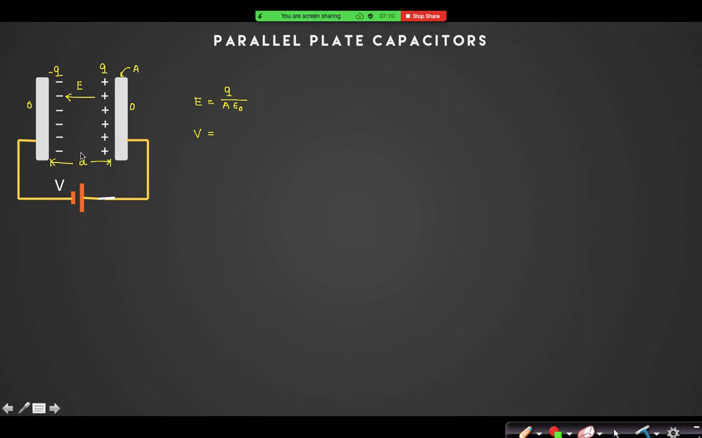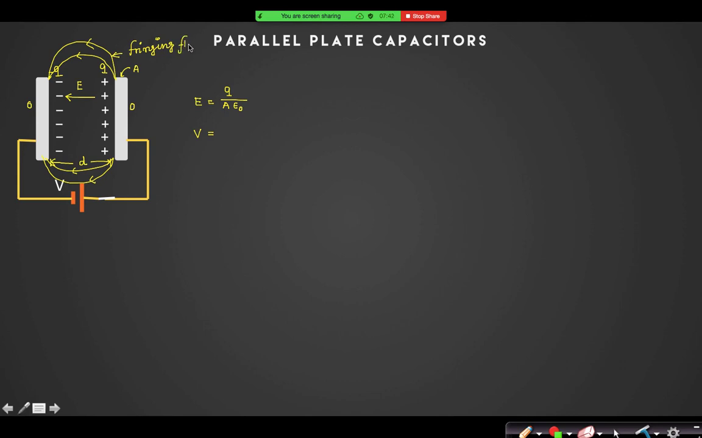So the separation is very small compared to the length of the metal plates. That is why I can assume the electric field in between them is uniform, right? Although the external electric field is not uniform. The external electric fields are something like that, but we are neglecting that external electric field. These electric fields are known as fringing field.